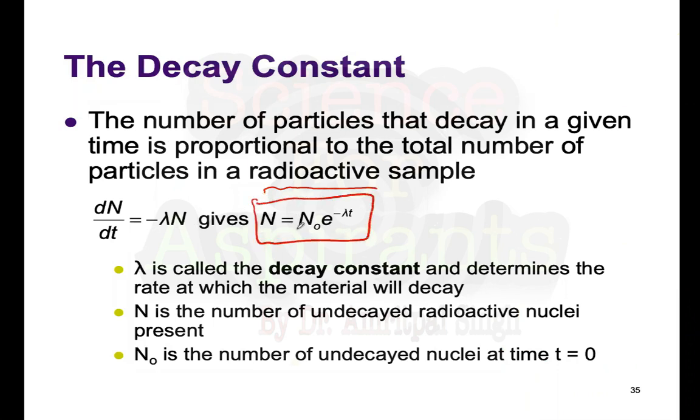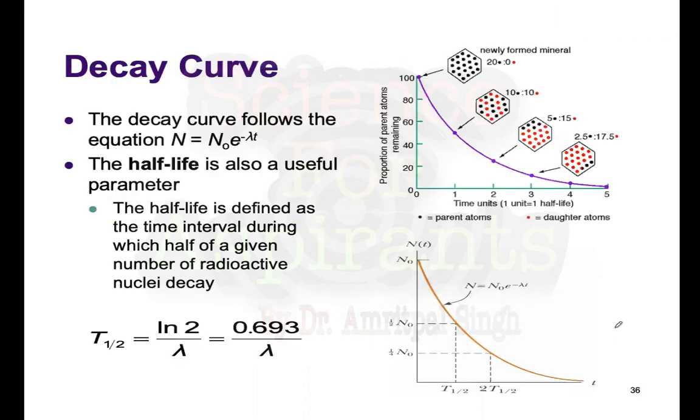So that is N, which is equal to N naught exponential of minus lambda t, where lambda is known as the decay constant, and it determines the rate at which the material is undergoing decay. Here N is the number of undecayed radioactive nuclei, and N naught is the number of undecayed nuclei at time zero, that is, at the start of this reaction.